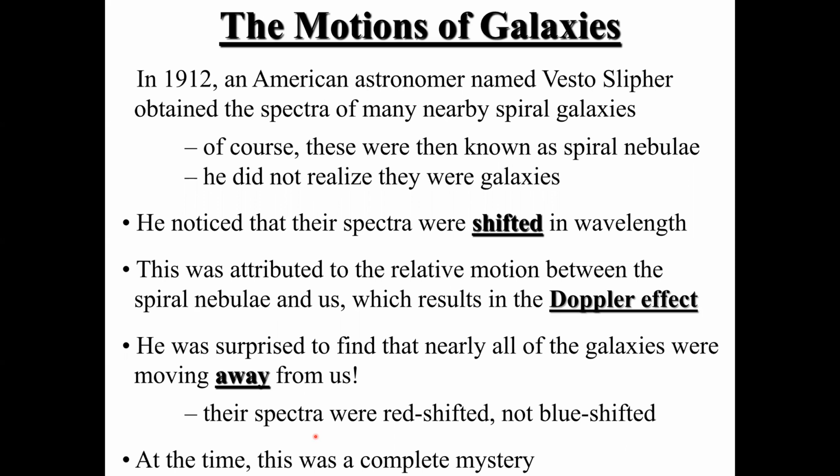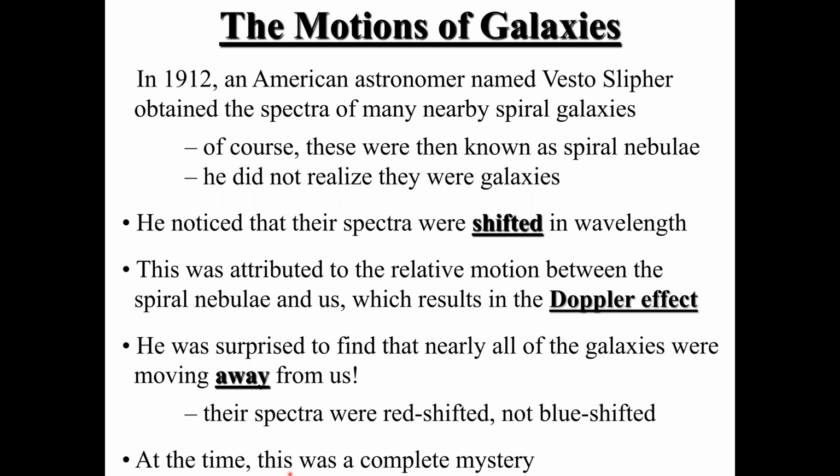What surprised him was that nearly all of the galaxies whose spectra he observed were moving away from us, which means the spectra were redshifted, not blueshifted. At that time, this was a complete mystery. It became a mystery because gravity is an attractive force, so all these galaxies that you see out in the universe should be attracted towards us by gravity, which means they should move towards us, right?